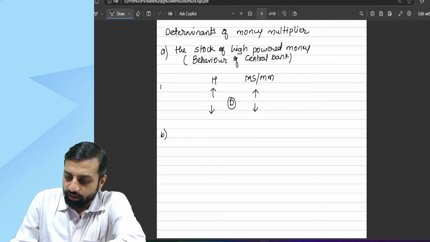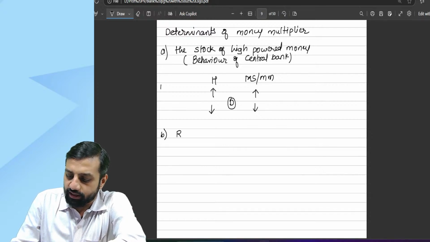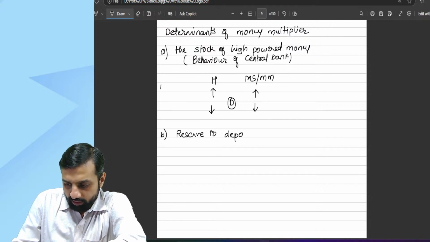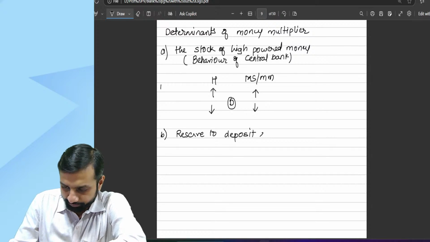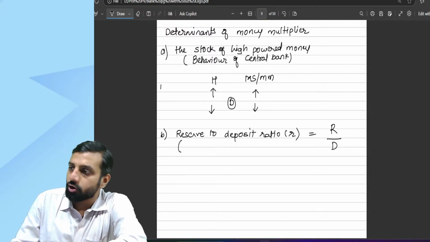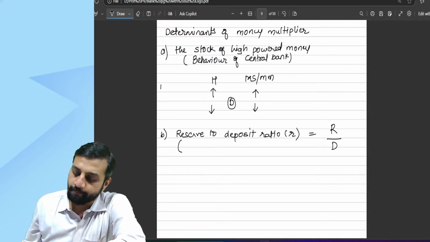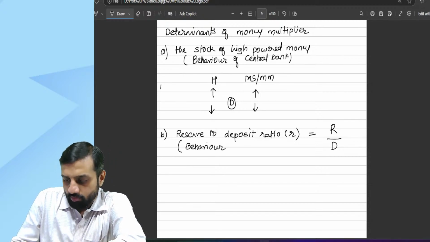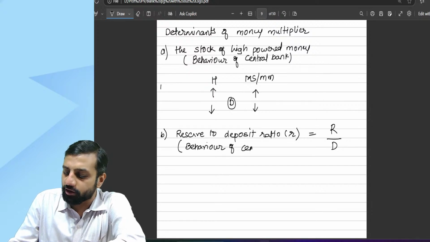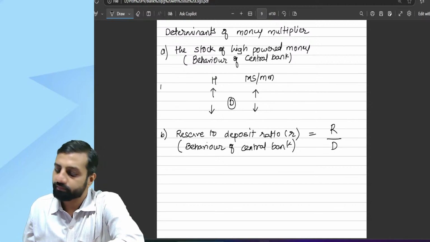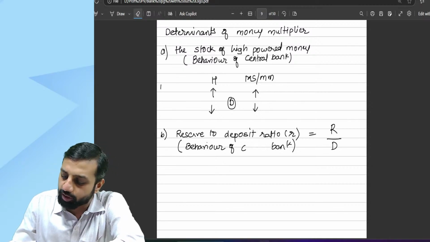The second is the reserve to deposit ratio. That is R, which is total reserves upon total deposits. Who keeps reserves, Surya? Reserves are maintained by the commercial bank. So it is a part of the behavior of the commercial bank.